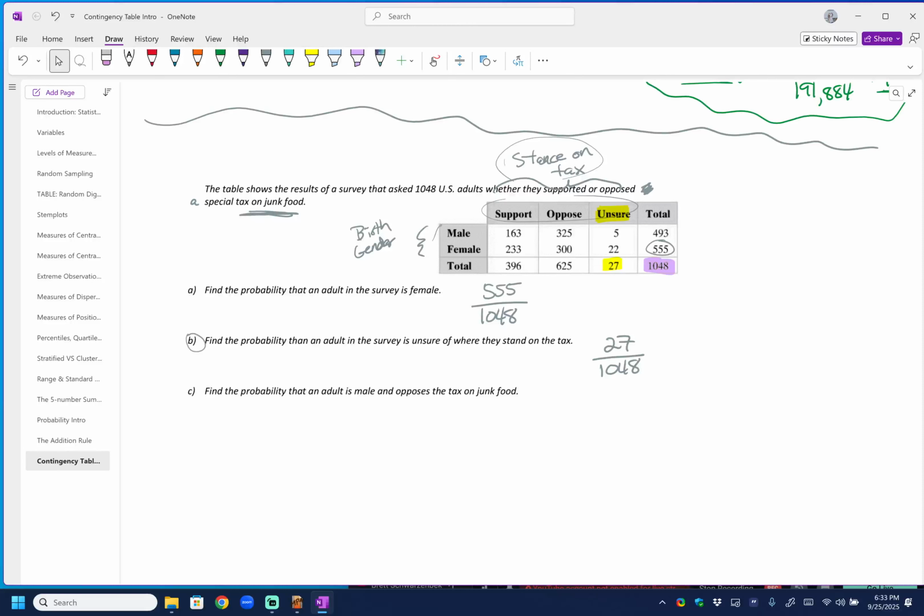Okay, last one. Find the probability that an adult is male and opposes the tax on junk food. So they changed things up on you here.